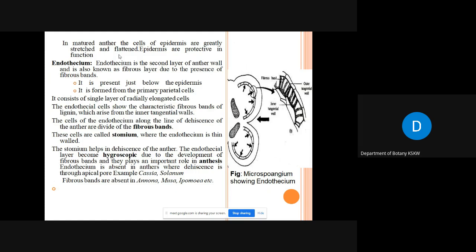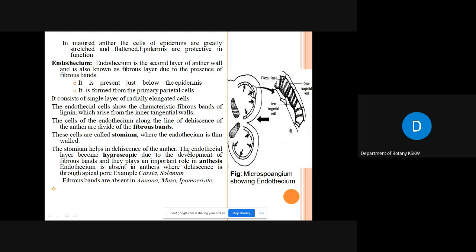The tangential walls of these cells have characteristic fibrous bands made up of lignin. These help in the dehiscence of the anther. The region is called the stomium, where the endothecium is very thin-walled, through which the spores will come out. The stomium helps in dehiscence of the anther.